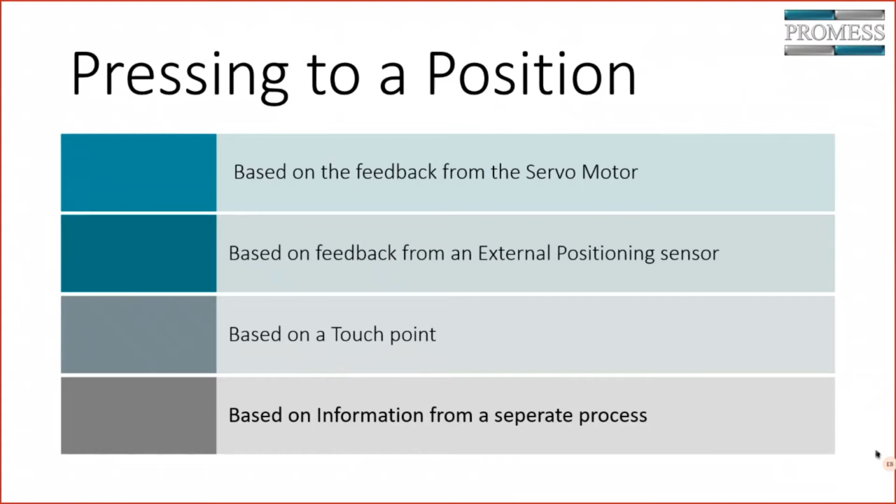There are many ways to press to a position when assembling a part. Typically, the application drives the method as to which way you want to press to that position. The different methods include pressing based on the feedback from the servo motor, based on feedback from an external position sensor, pressing based on a touch point, or pressing based on information from a separate process.